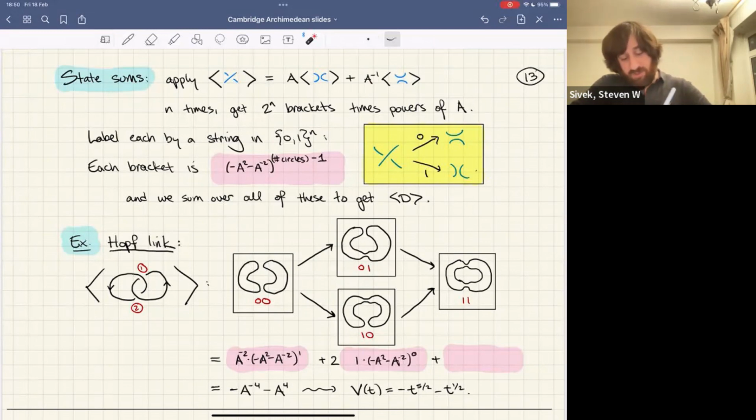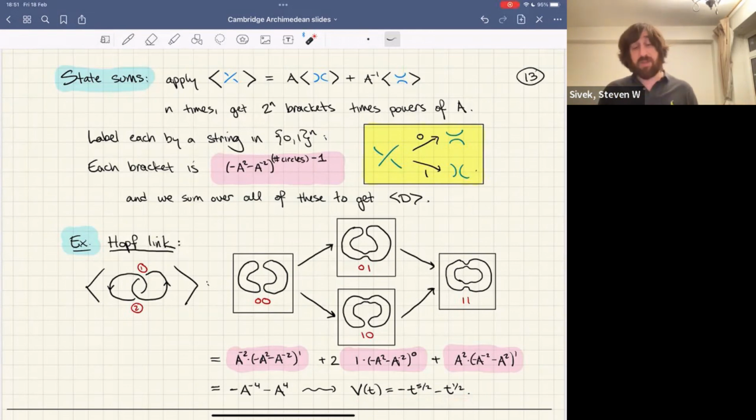And likewise, we do the same thing for the last one. There are 2 circles, each of them corresponding to 1 resolution. So we pick up 2 powers of a times that's the usual factor. And when we add these up, I claim we get minus a to the minus 4th, minus a to the 4th. This was the computation I skipped a couple slides back. And so you get the Jones polynomial of the Hopf link. Because it's not a knot, but rather a link, it's a polynomial in the square root of t, but that's all right.